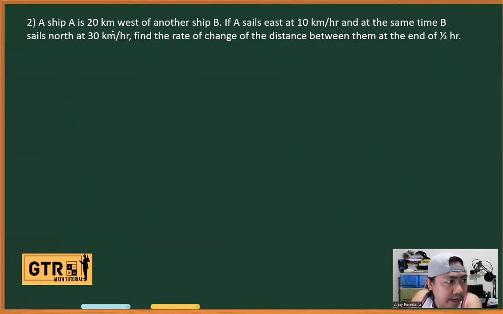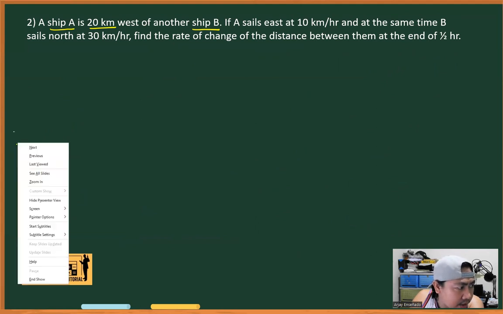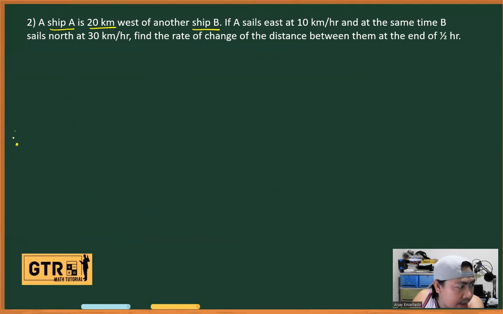A ship A is 20 kilometers west of another ship B. Okay, so meron tayong ship A, 20 kilometers west of ship B. Okay, so let us draw. So this is ship A. And then ship B, 20 kilometers daw sila. 20 kilometers ang kanilang layo sa isa't isa.